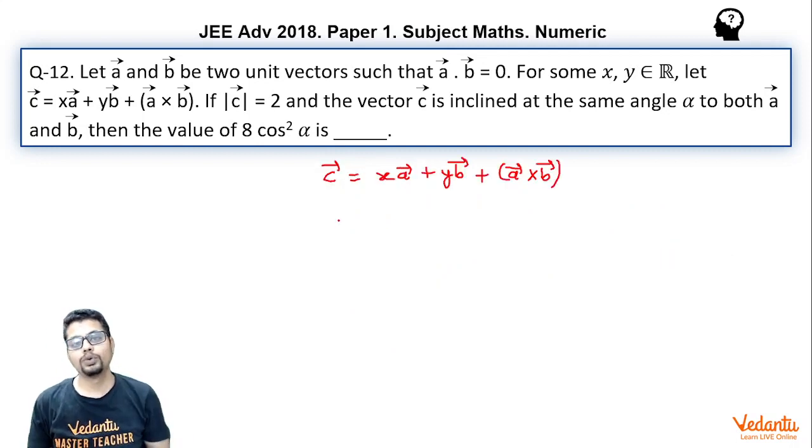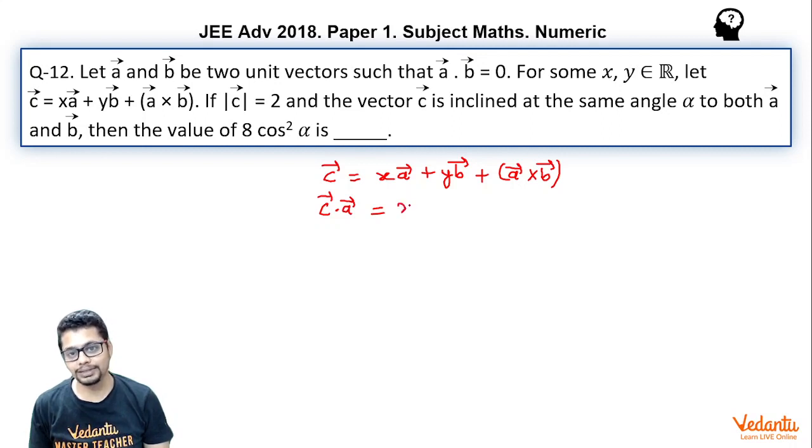Now let me take you through a more general method. Given this equation, if I take dot product with A vector on both sides, I get C vector dot A vector on left hand side, x A vector dot A vector. Since A vector is a unit vector, I essentially get x plus y times B vector dot A vector, which is supposed to be 0, plus A vector cross B vector dot A vector. Now A vector cross B vector is perpendicular to A vector, hence the dot product with it would be 0. So essentially C vector dot A vector turns out to be x only.